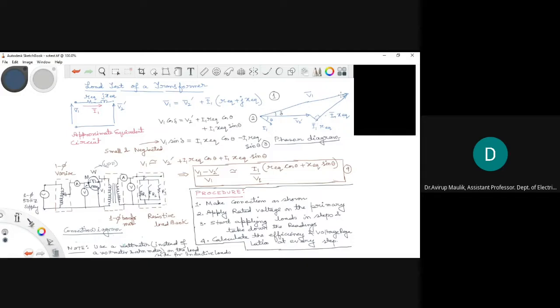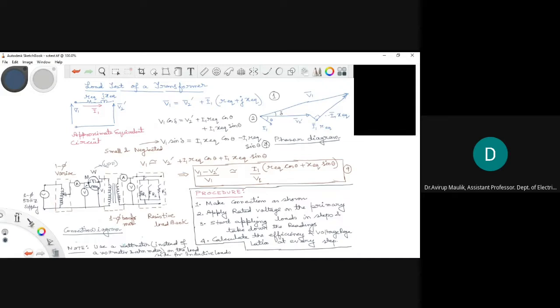Now from this phasor diagram, we can split this applied voltage V1 into two components, one V1 cos delta along V2, and that is nothing but V2 prime plus I1 R equivalent cos theta plus I1 X equivalent sin theta. Similarly, there will be a component of voltage in quadrature with V2 prime, which is given by equation 3.